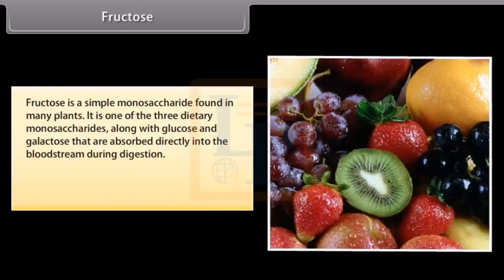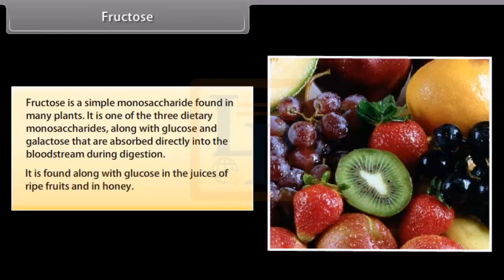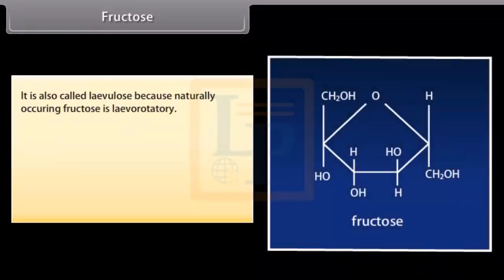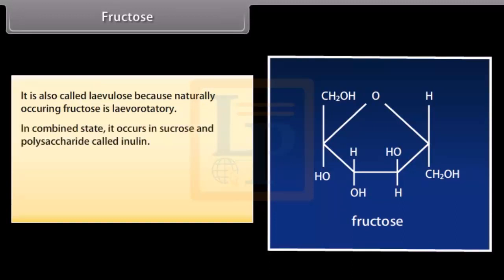Fructose. Fructose is a simple monosaccharide found in many plants. It is one of the three dietary monosaccharides, along with glucose and galactose, that are absorbed directly into the bloodstream during digestion. It is found along with glucose in the juices of ripe fruits and in honey. It is also called levulose because naturally occurring fructose is levorotatory. In combined state, it occurs in sucrose and a polysaccharide called inulin.